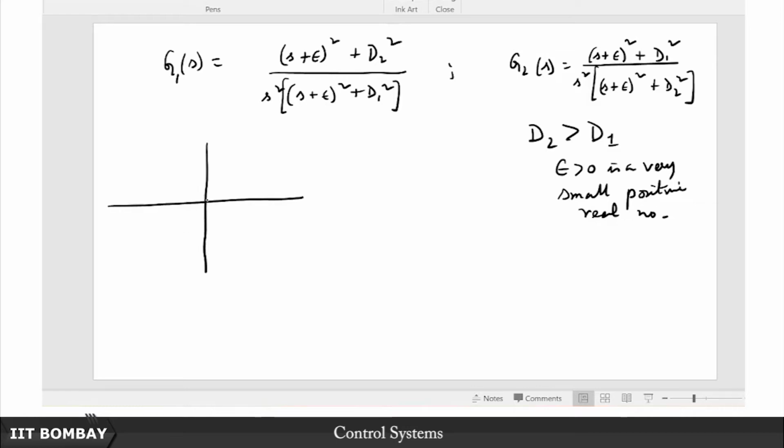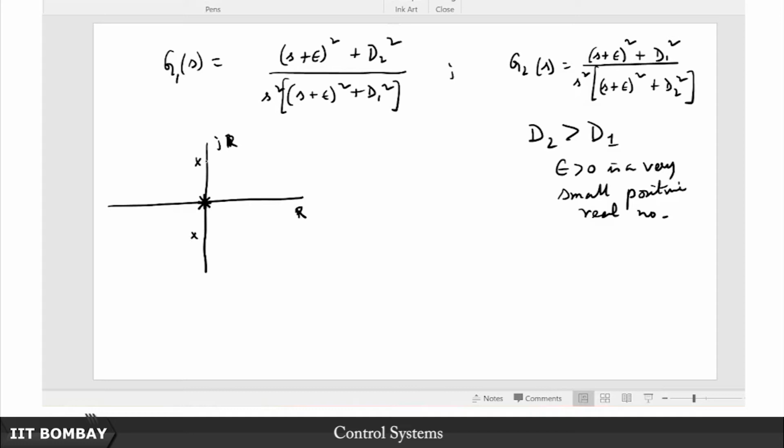We obviously have a pair of repeated poles at the origin, and then we have a pair of complex conjugate poles like so. Since it's epsilon distance away, the root is at minus epsilon plus minus j d1. Epsilon is very small, so it's almost sticking to the imaginary axis, but not quite. There's a small epsilon difference between the imaginary axis and the pole. That's a small distance.